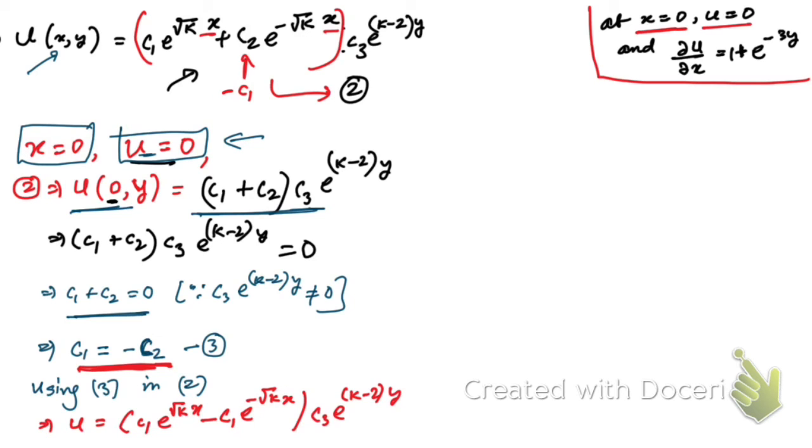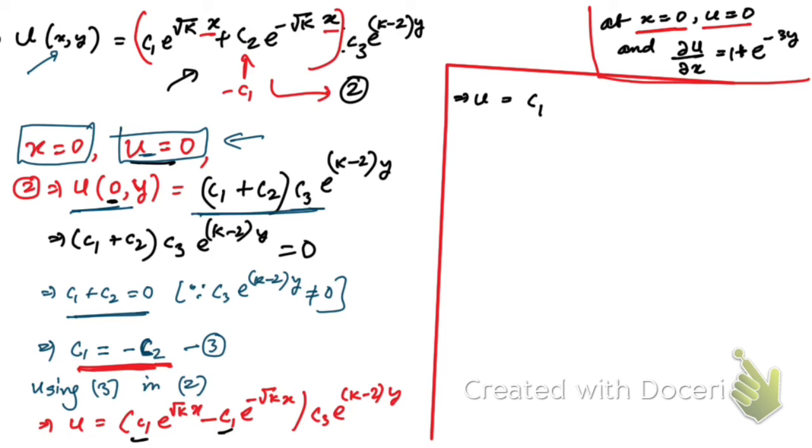It can be simplified as, just wait, let me do here. So here you can see this can be written as u is equal to c1 taken common, then c1 into c3, e to the power root k x minus e to the power minus root k x, into e to the power k minus 2 into y. That is what we will get.